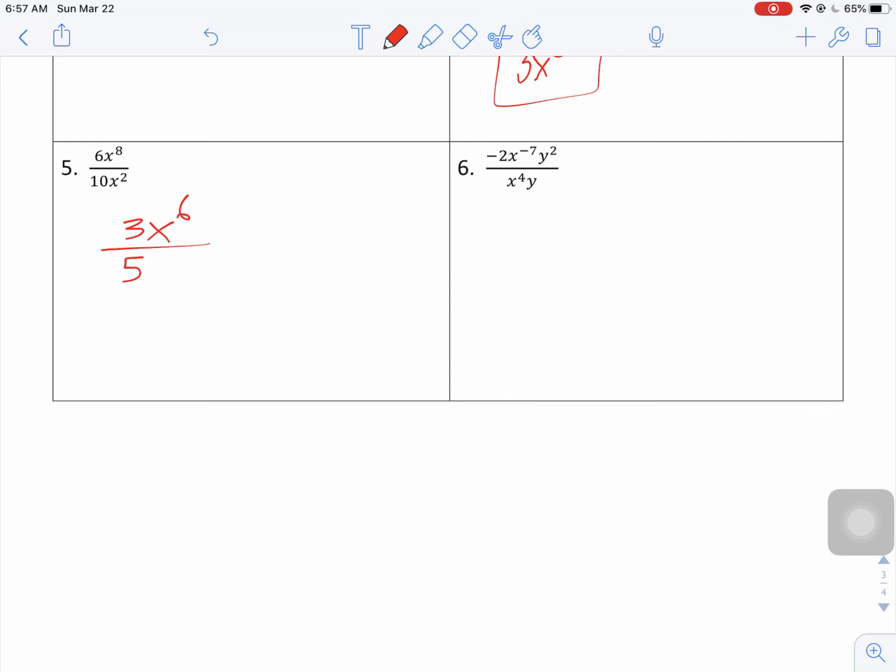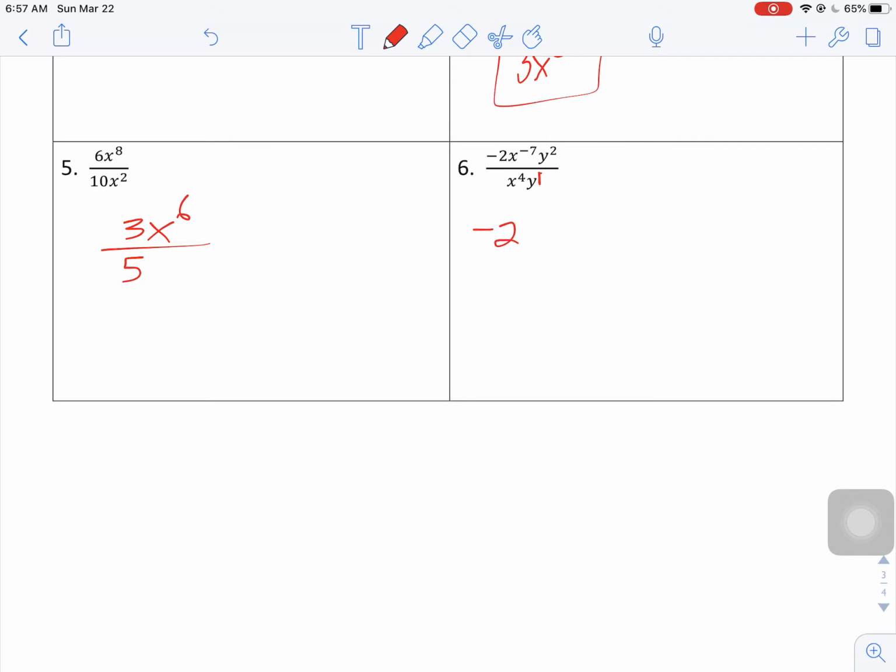On number 6, be really careful. That negative 2 does not have a negative exponent, so leave it alone. And then I'm going to do the quotient rule and flip any negatives at the end if necessary. That y in the bottom, remember, has an invisible 1 as its exponent. So negative 2 I'm just going to leave alone.